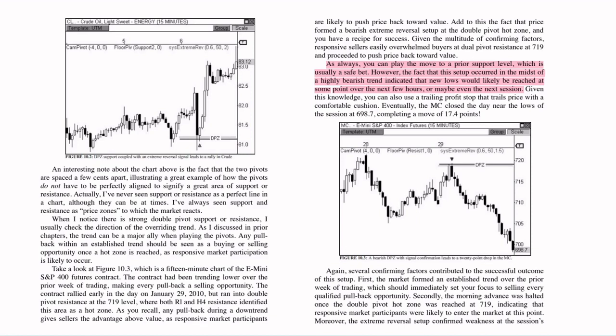Whenever he notices there is a strong pivot, double pivot support or resistance, he checks for the trend. He wants to ride the trend. He does not want to go against the trend. And then he will see whether any candlestick pattern is happening at that zone or not. Say for example, in any uptrend, any pullback towards the double pivot hard zone is going to be a buying opportunity. So the responsive buyers will come in and help the market go further upside. So you need to wait and capture the opportunity.